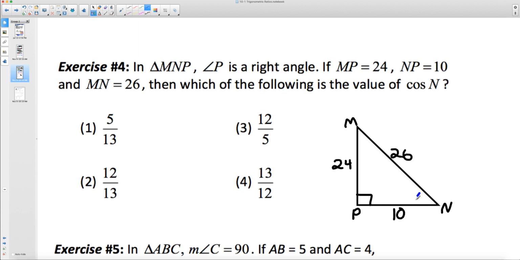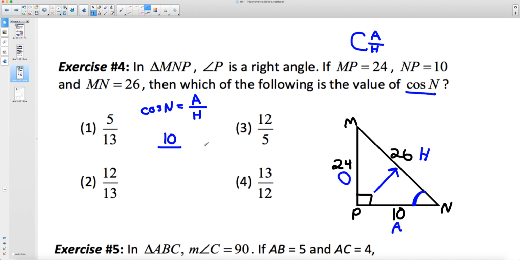So we're looking at it from angle N. So let's label the triangle. Here's our hypotenuse. This is the adjacent, and this is our opposite. Since we're dealing with cosine, SOHCAHTOA, so adjacent over hypotenuse. So cosine of angle N is the adjacent side over the hypotenuse side. The adjacent side is 10. The hypotenuse side is 26. It's not a choice, but we'll find the equivalent choice. That reduces down to 5/13.